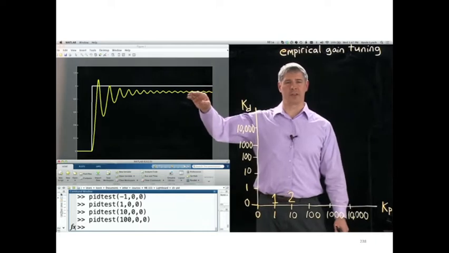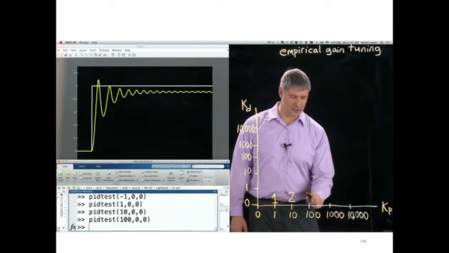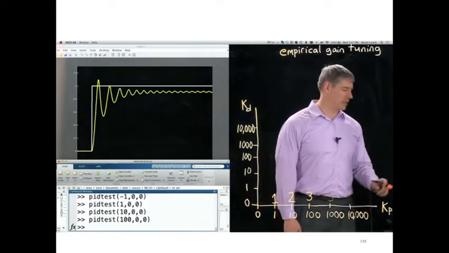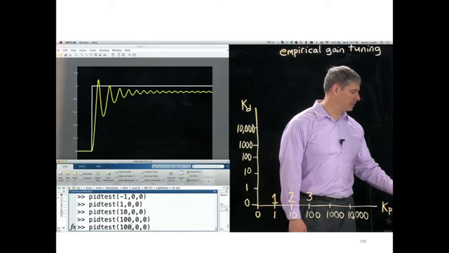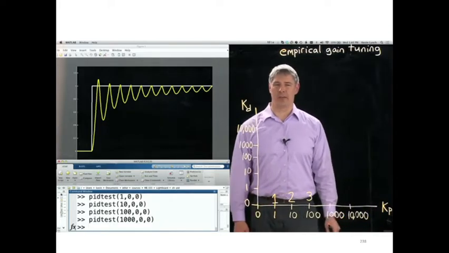Okay, now we're getting closer, but we still have a lot of ringing and overshoot here, so let me mark this as guess 3. For the heck of it, let's try increasing the gain by another factor of 10. Okay, and now we're not getting any improvement in behavior.